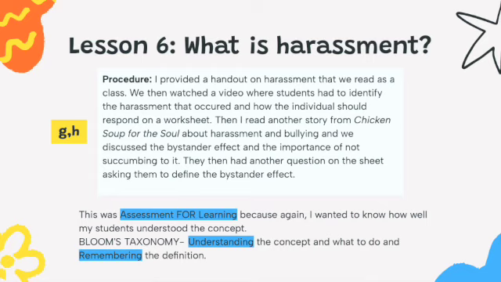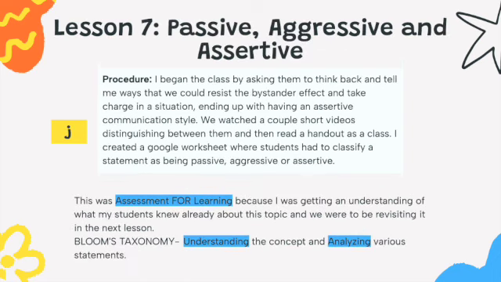This was an assessment for learning because, again, I wanted to know how well my students understood the concept. And for Bloom's taxonomy, understanding the concept and what to do in that situation, and then also remembering the definition of bystander effect. Lesson 7 was passive, aggressive, and assertive behaviors.